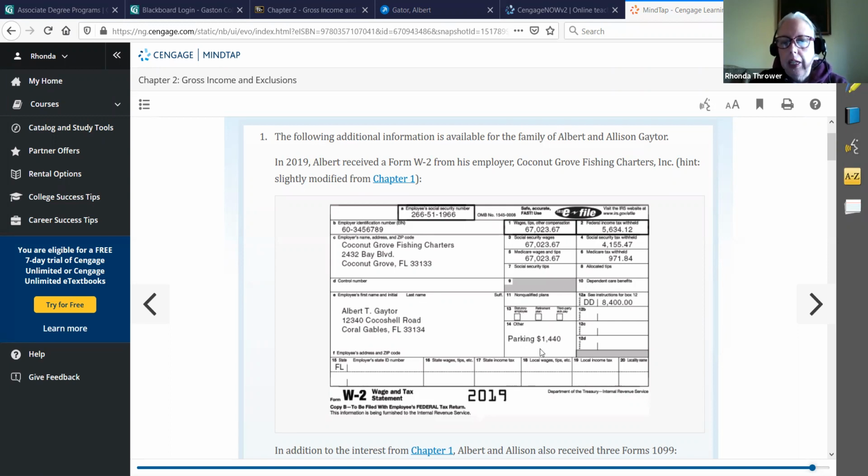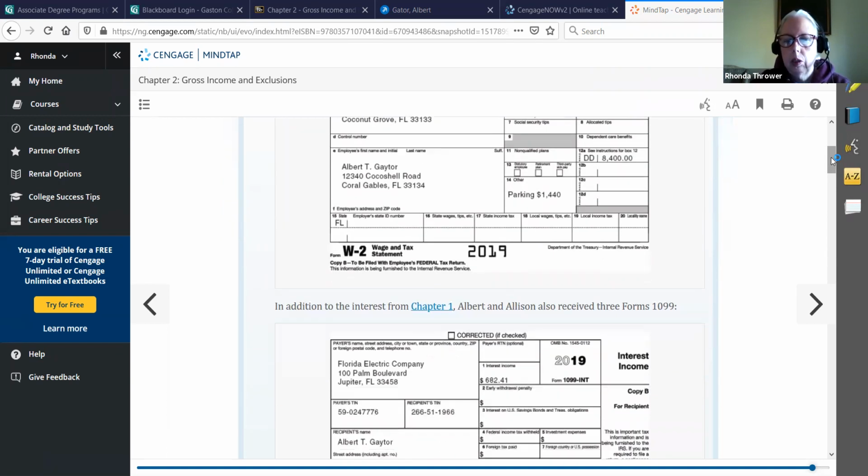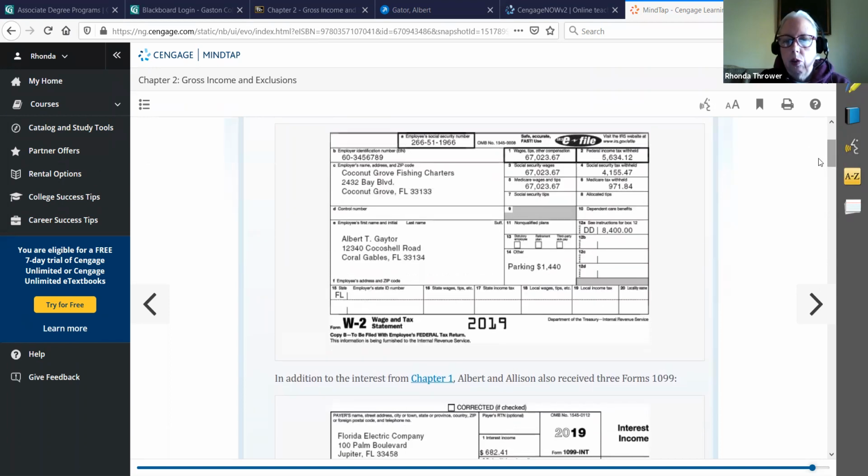Also, the company has paid parking fees for them that they've added to box 14. And these parking fees that they paid for the employee are considered to be income to the employee. And so that's why it's on the W-2 form. The other parts of the W-2 form, the wages and the federal income tax that was withheld, all of those stay the same.